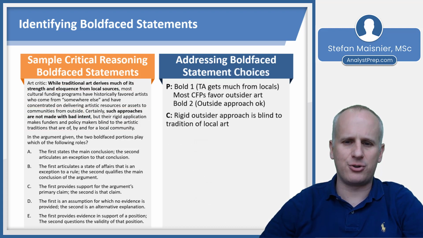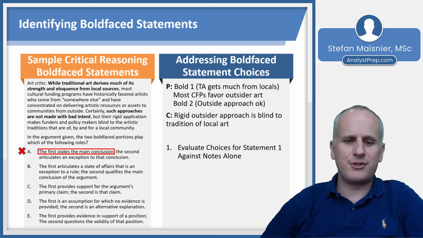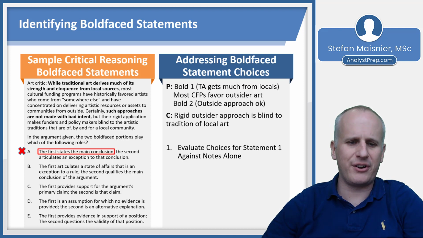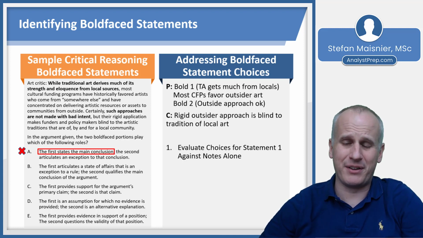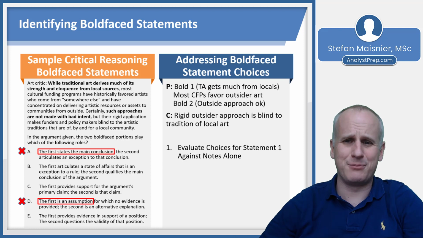So now that we've got our shorthand, we can go to our answer choices, but we only want to evaluate the choices one statement at a time. So we'll start with statement 1. In choice A, it says the first states the main conclusion, and we know that the main conclusion is actually not a bold at all, so we can eliminate choice A immediately. Then looking at choice B, the first articulates a state of affairs that is an exception to a rule. I mean, it's a state of affairs, so there's nothing to quibble with here. Choice C, the first provides support for the argument's primary claim, maybe. I mean, it's support of something, it's premise. Choice D, though, the first is an assumption for which no evidence is provided. No, it's not an assumption, it's a statement, it's premise, so D is out immediately. And then lastly, choice E, the first provides evidence in support of the position.